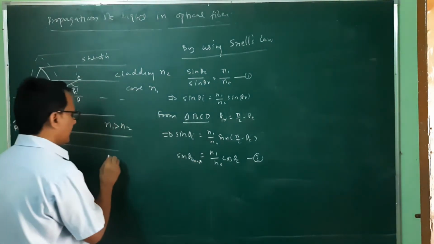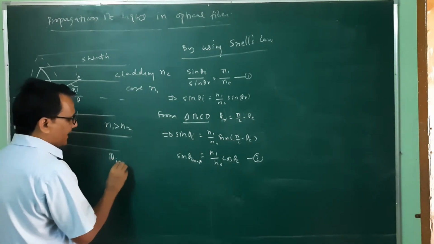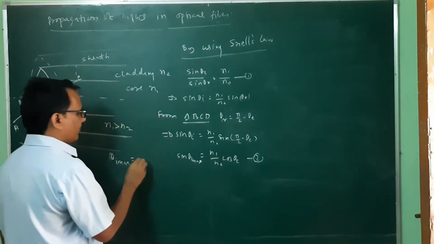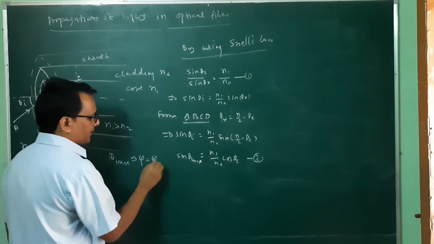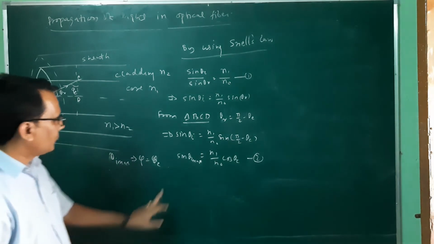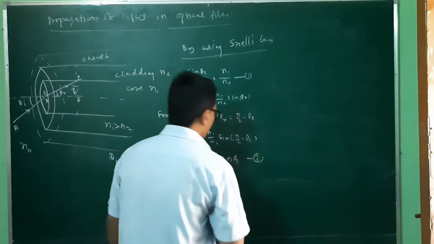For theta I maximum, that is only possible when this angle phi is equivalent to theta C. So when angle phi is equivalent to theta C, this condition is okay. So sine theta I maximum is equivalent to N1 by N naught cos theta C. So this is equation number 2.